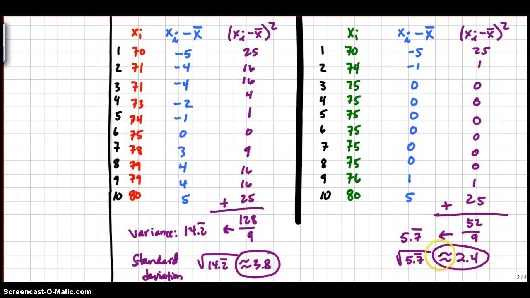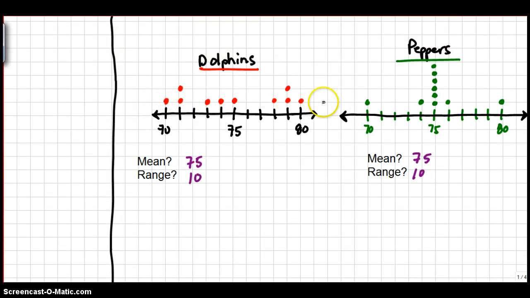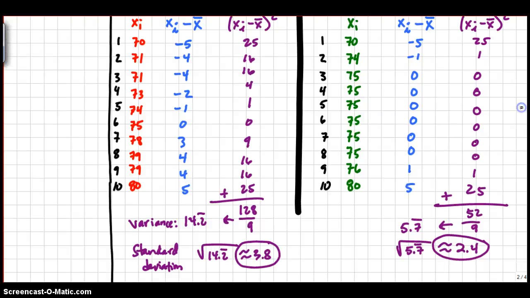Now that we have two standard deviations to compare, the standard deviation that is the larger of the two represents the data that is more spread out. We already knew that that was true of the dolphin team. We already knew from the dot plot that their heights were more spread out, but now we have the mathematical data and the standard deviation to back up our claim. We don't know how much bigger it is. We just know that it's got a bigger standard deviation, so it is more spread out.